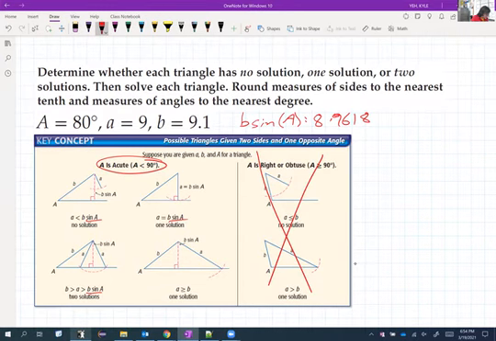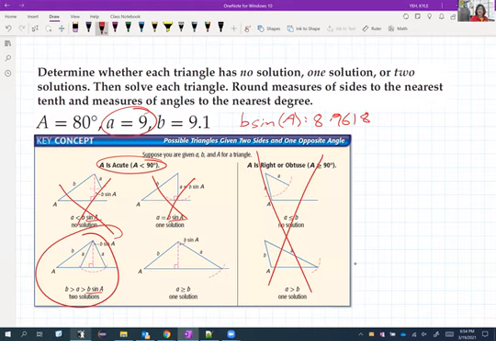Is A less than B sine A? No. Is A equal to B sine A? Close, but no. Is B greater than A? Yes, 9.1 is greater than 9. And is A greater than B sine of A? Yes. Here is our example with two solutions, and I'm going to show you how we handle that. It has to do with that side swinging in or swinging out.